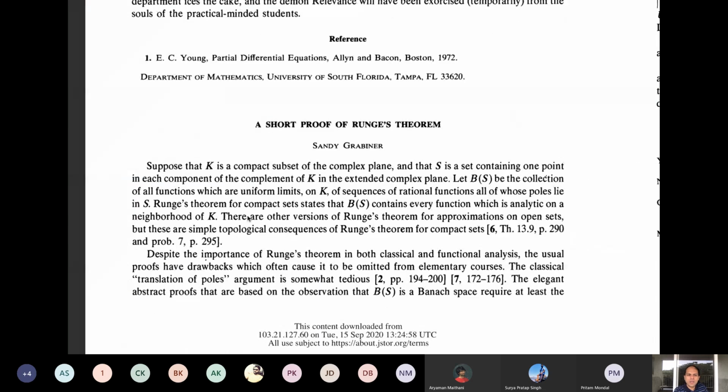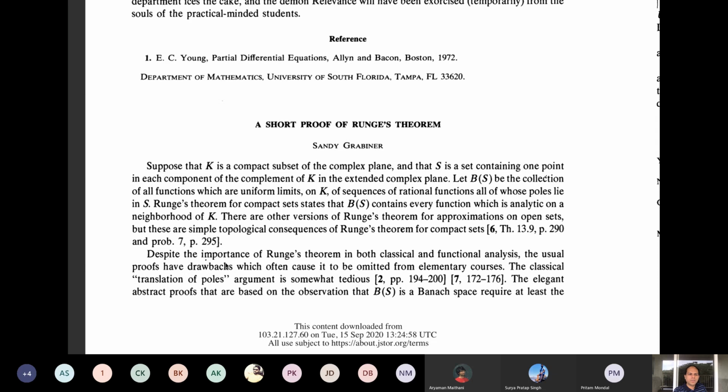So he makes a remark here that we are going to do Runge's theorem for compact sets. This is the theorem that we just proved, because there are other versions of Runge's theorem for approximation on open sets. That is the most general Runge's theorem, which we are going to do in the next lecture. But these are simple topological consequences of Runge's theorem on compact sets. So the crux is to prove Runge's theorem on compact sets, which we have done. And the others, using the compact exhaustion, etc., will be elementary topology only.